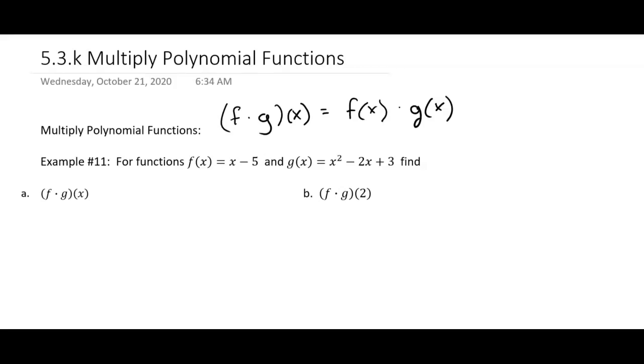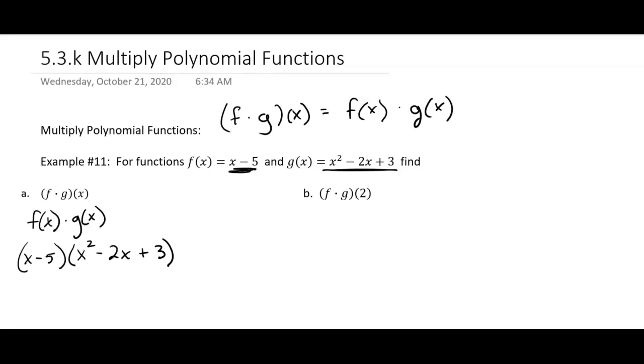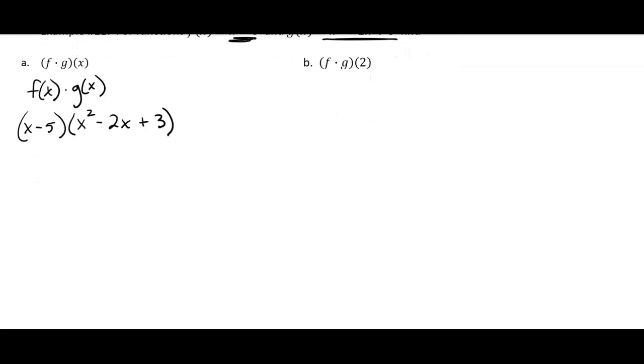All right. So f times g of x equals f of x times g of x. Well, what is f of x? It's this x minus 5. They tell us what it is. And what is g of x? Well, it's that trinomial there. So it's going to be times x squared minus 2x plus 3. So we get to do another binomial times a trinomial.